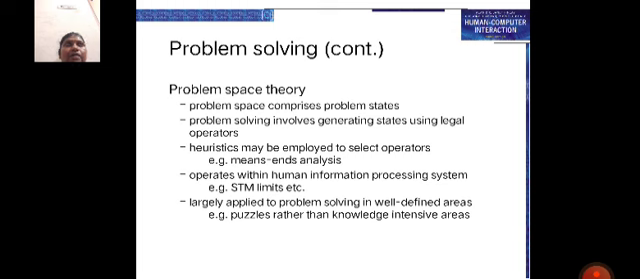Another type is problem space theory. The problem space comprises problem states. Problem solving involves generating states using legal operators. Heuristics may be employed to select operators, such as means end analysis. It operates within the human information processing system and is largely applied to problem solving in well defined areas.